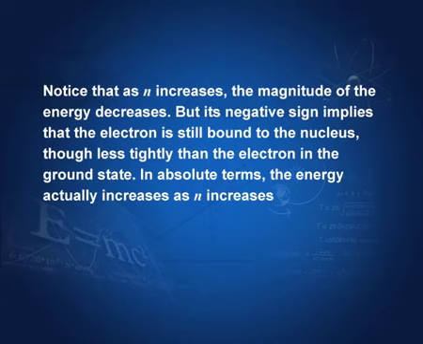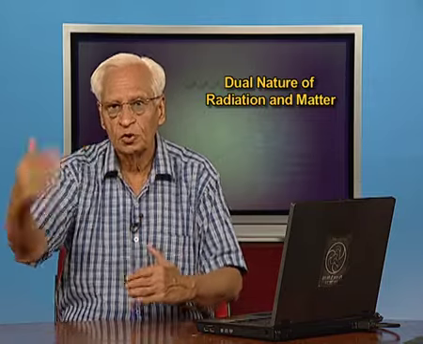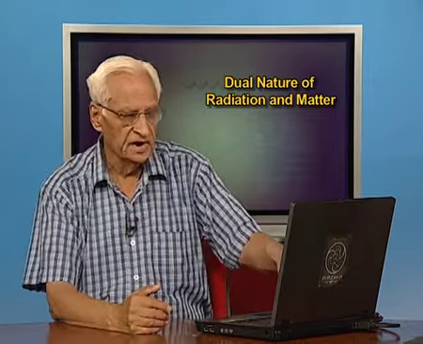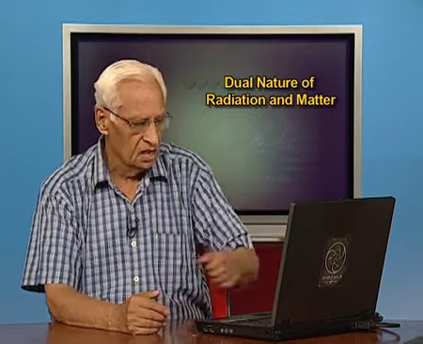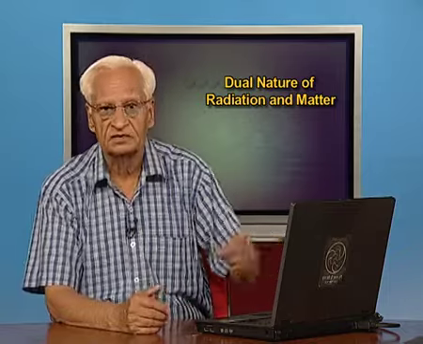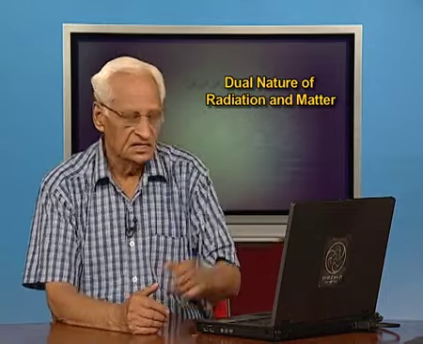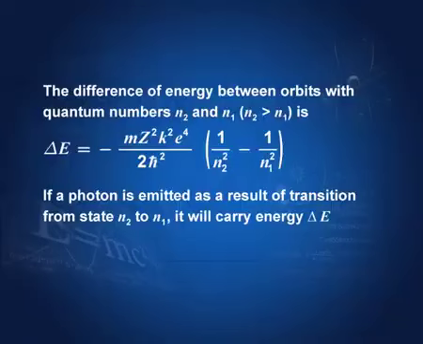So, if an electron falls from the orbit n2 to a lower orbit n1, n2 is greater than n1, lower orbit n1 and higher orbit n2, then the difference of energy delta E is given by this expression. This minus sign here, remember, and this is 1 by n2 square minus 1 by n1 square, and this difference of energy is what is radiated.